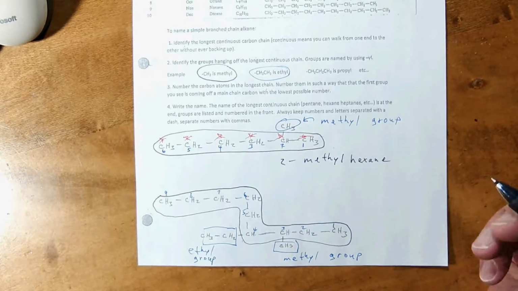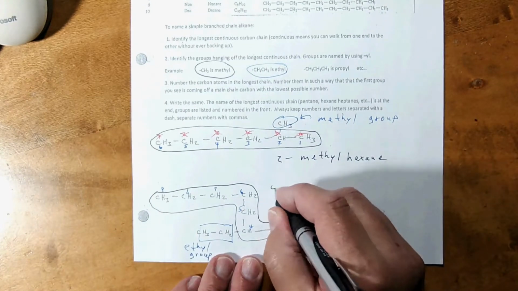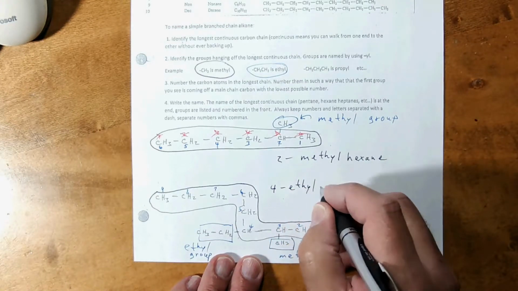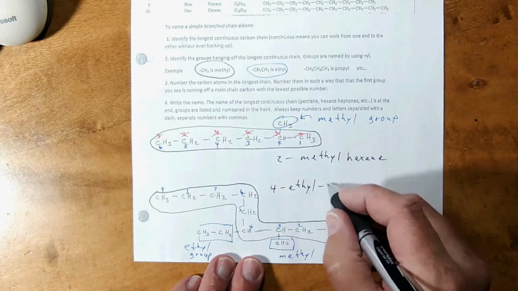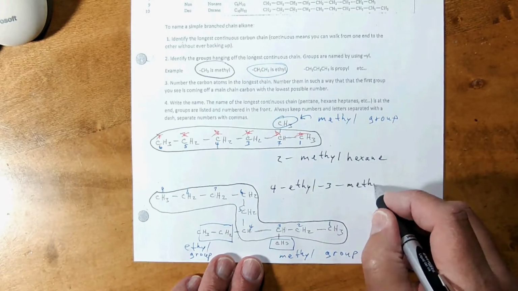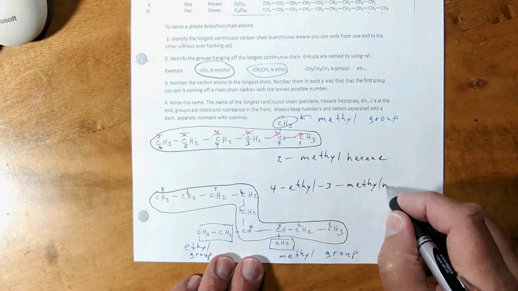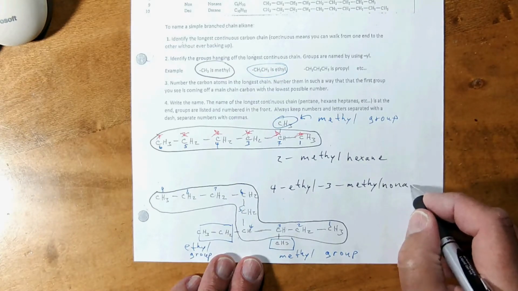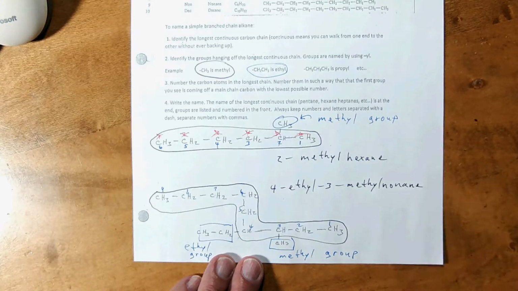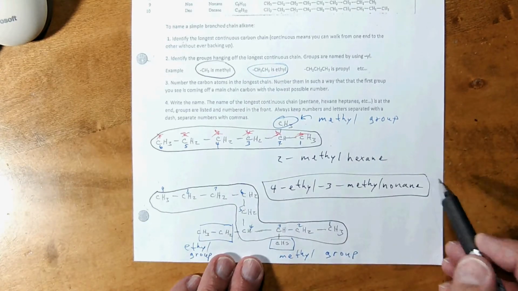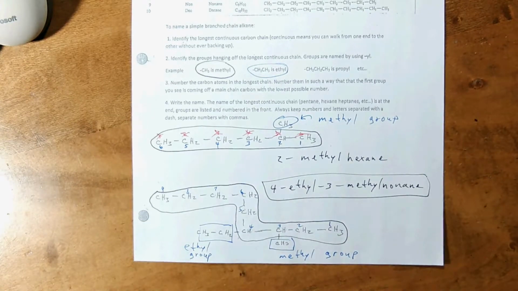So the name of this compound is 4-ethyl-3-methylnonane. So that's the name that is assigned to this compound.